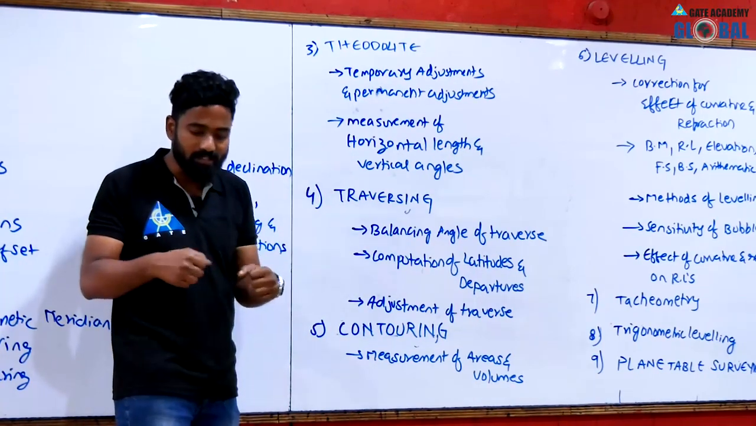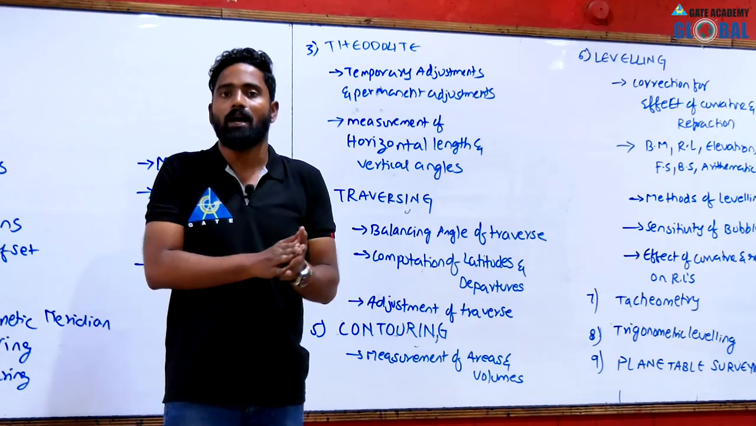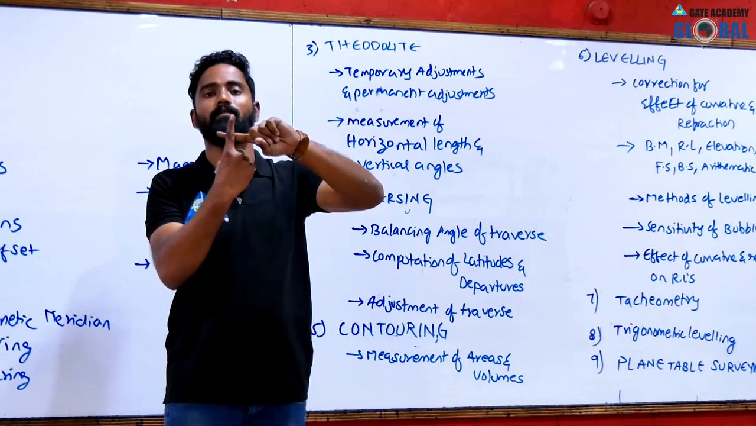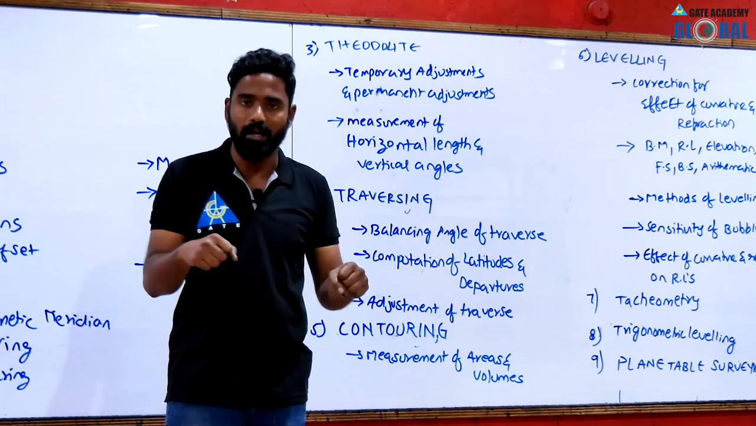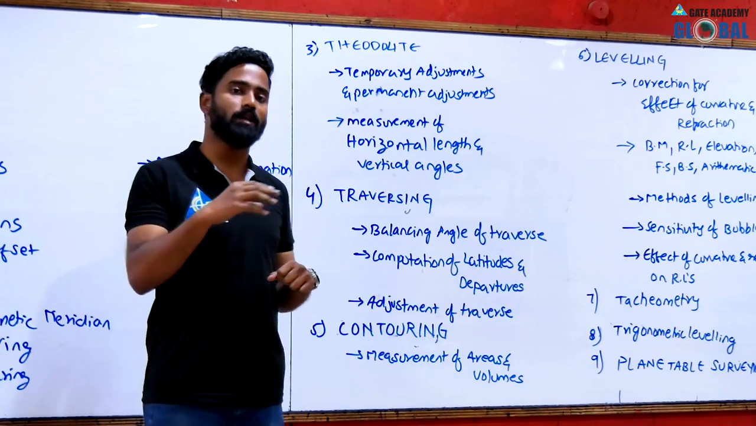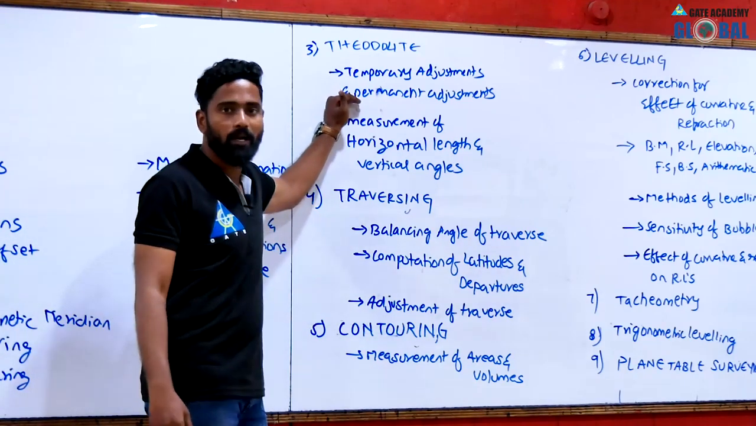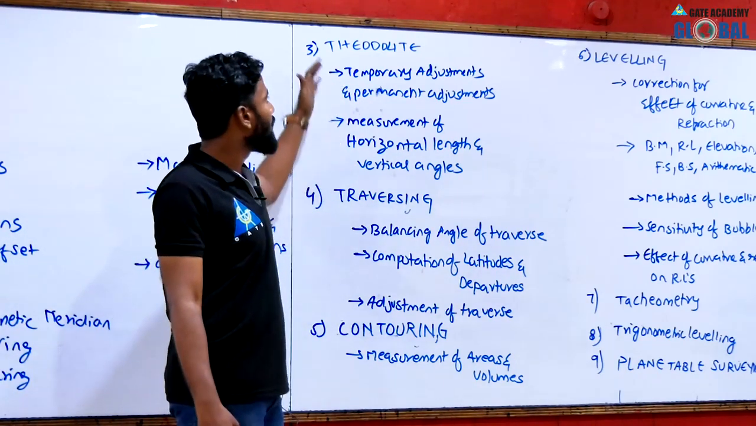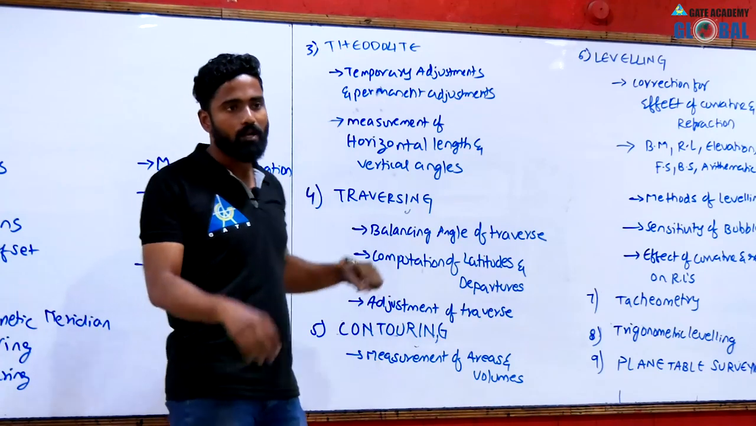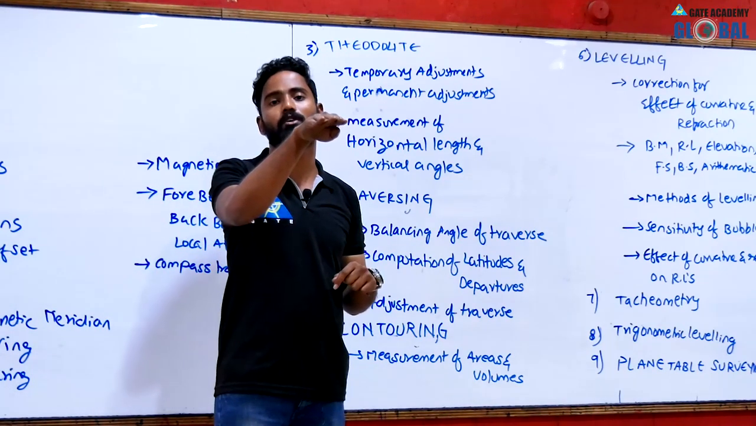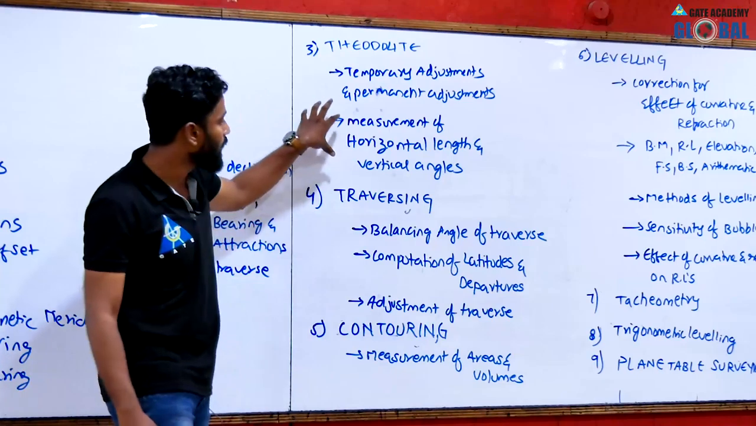You have to see all those things, and based on that you will go for temporary adjustments and permanent adjustments. Generally, centering and leveling come under temporary adjustments. And if the horizontal hair is not perpendicular to the vertical hair, that comes under permanent adjustments. Temporary adjustments will be done in the field, and for permanent adjustments the equipment will be taken to the laboratory and changed over there. That is why it is called permanent adjustments. Now, as I said, the theodolite is used for measurement of horizontal length and vertical angles. How you are going to measure the horizontal length and the vertical angle by taking the readings will be discussed in detail in the theodolite concept.